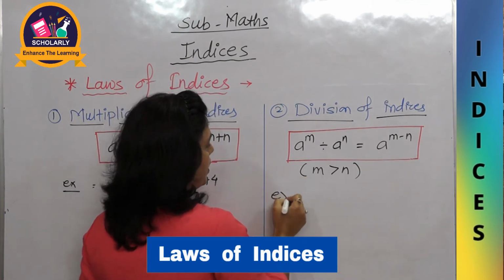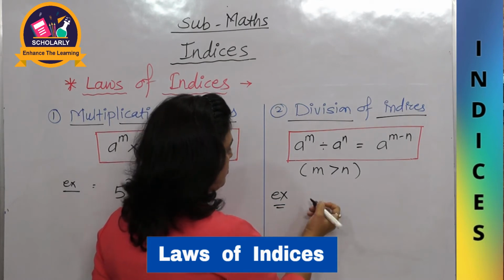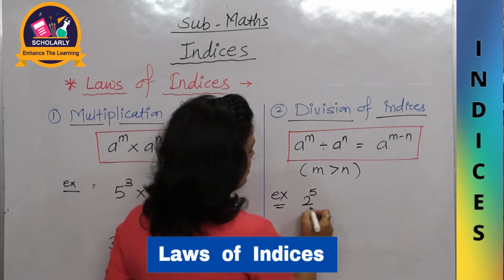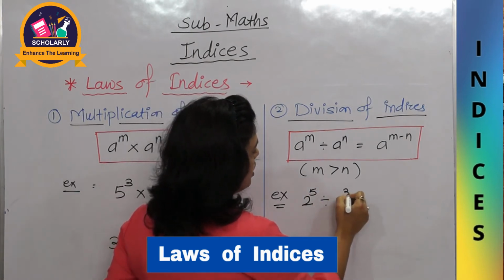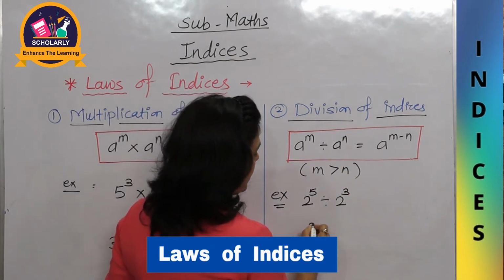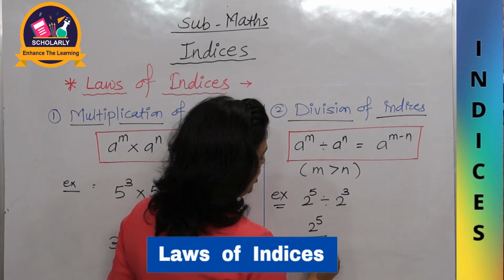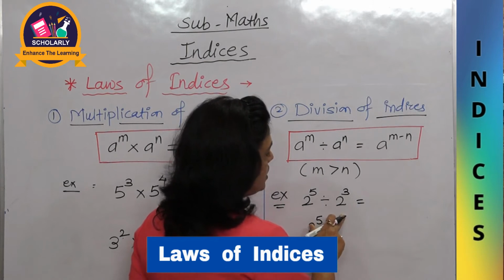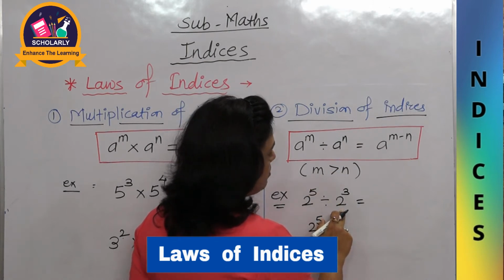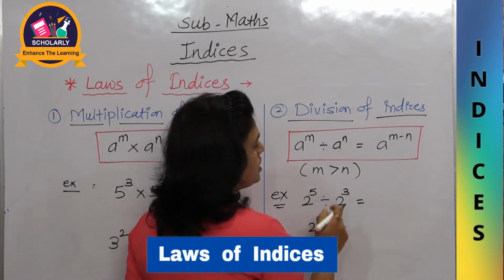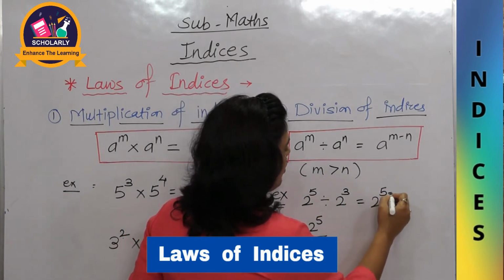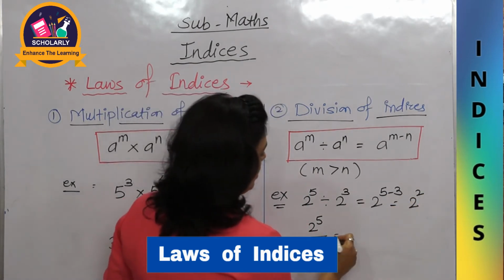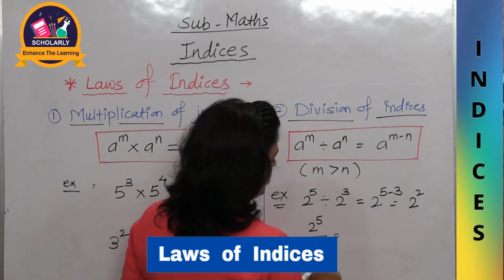Let's see one example like this. 2 raised to 5 divided by 2 raised to 3. We can also write it like this, 2 raised to 5 divided by 2 raised to 3. Then what would be the answer, or how can we calculate this division? 2 raised to 5 divided by 2 raised to 3, their powers are 5 and 3 respectively. 2 raised to 5 minus 3, that is 2 raised to 2. This is like this, 2 raised to 5 and 2 raised to 3.